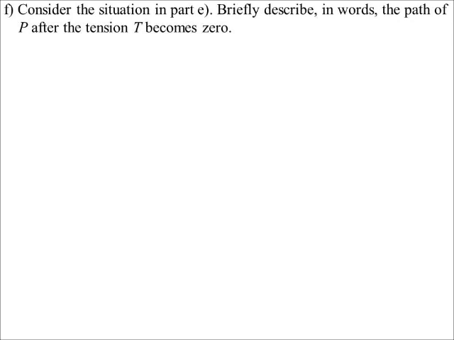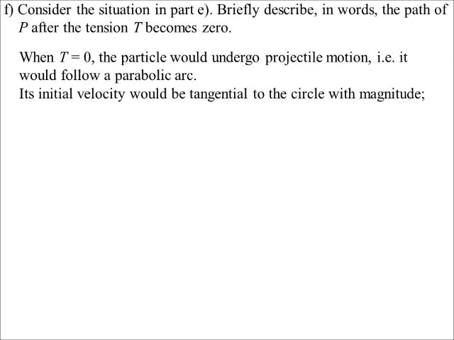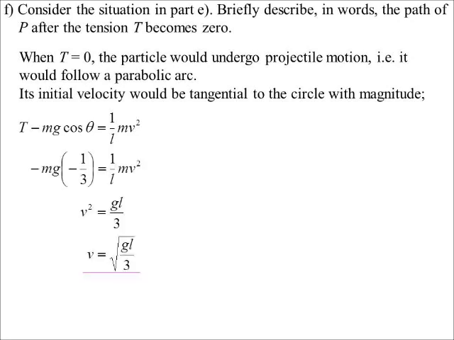So, I might have got a bit carried away with my description, sorry. When t equals 0, the particle's now going to go under projectile motion. Like a parabola, it's going to follow a parabolic arc, so its initial velocity would be tangential to the circle. I actually bothered to find the velocity, square root of GL on 3, as I say, this might have been overkill.